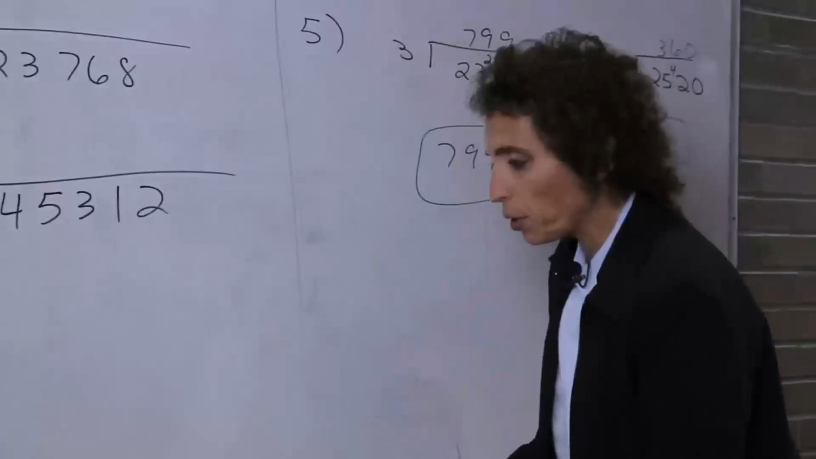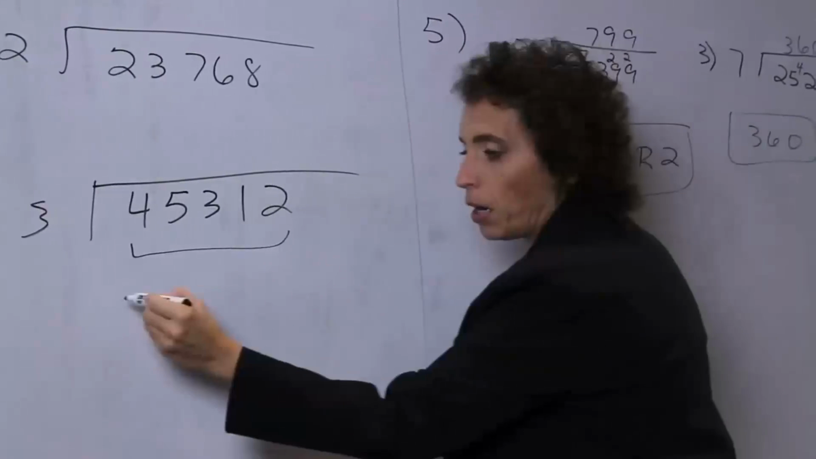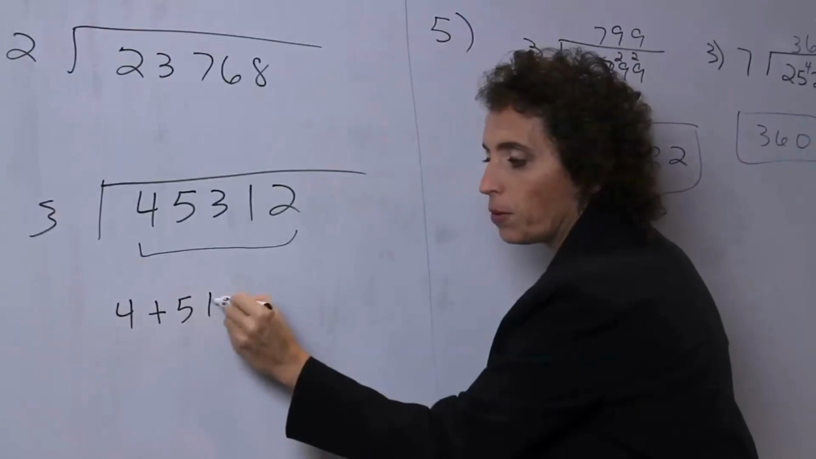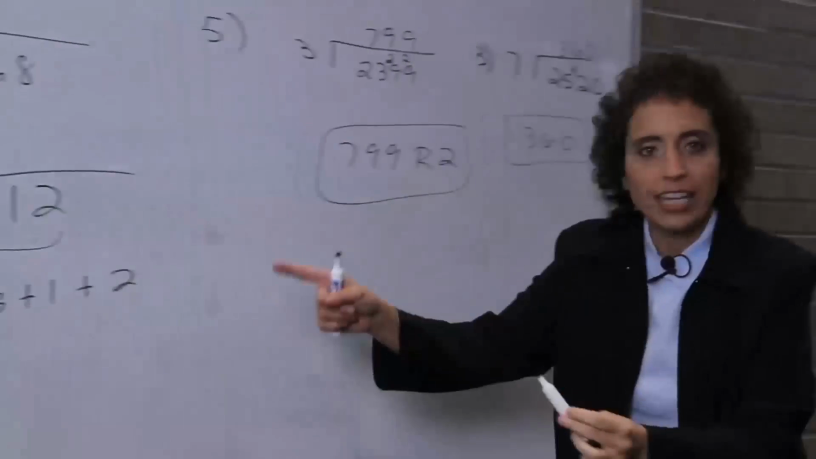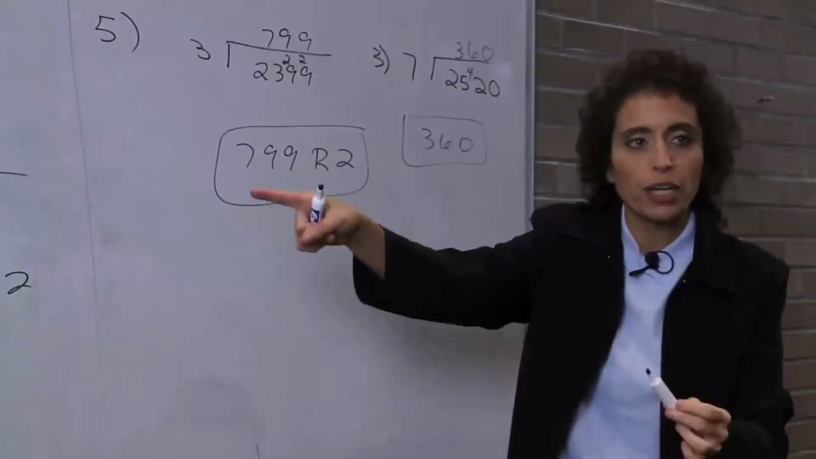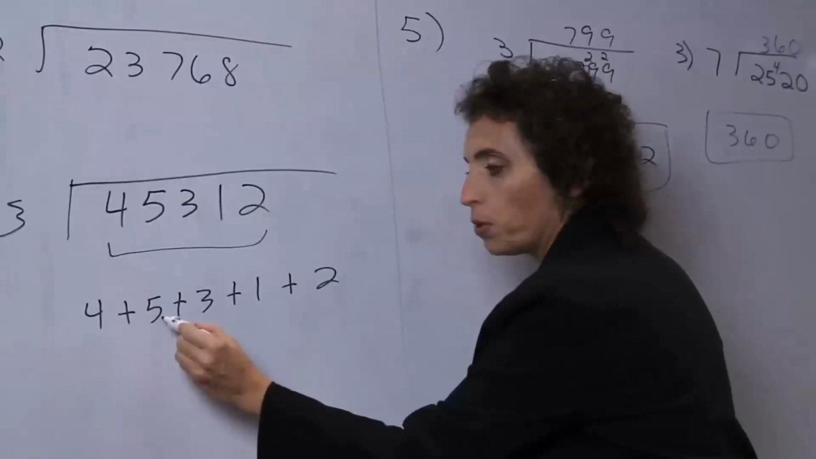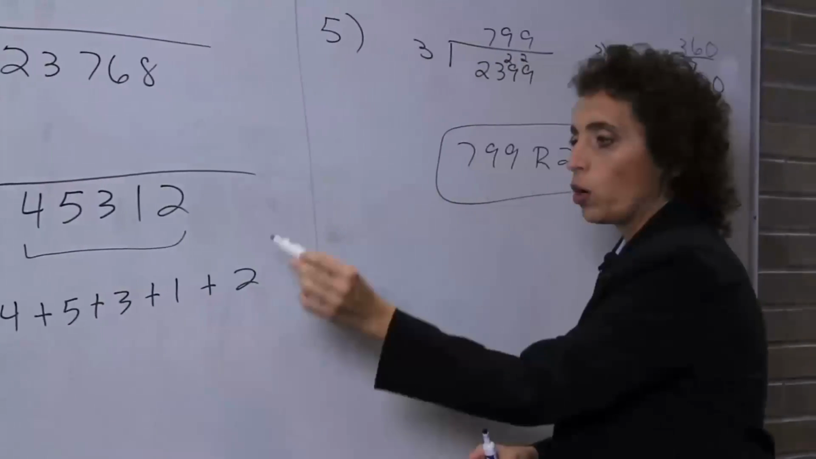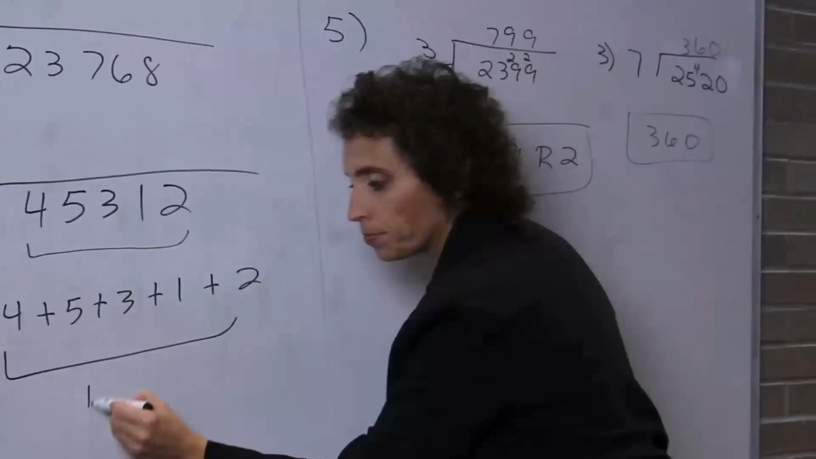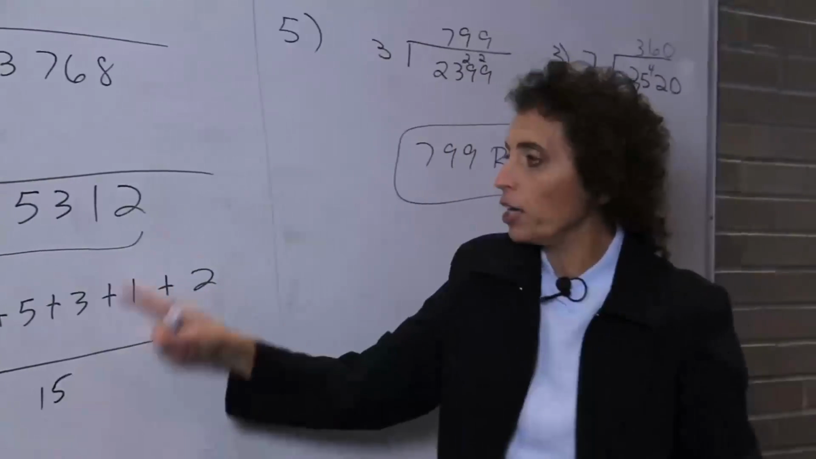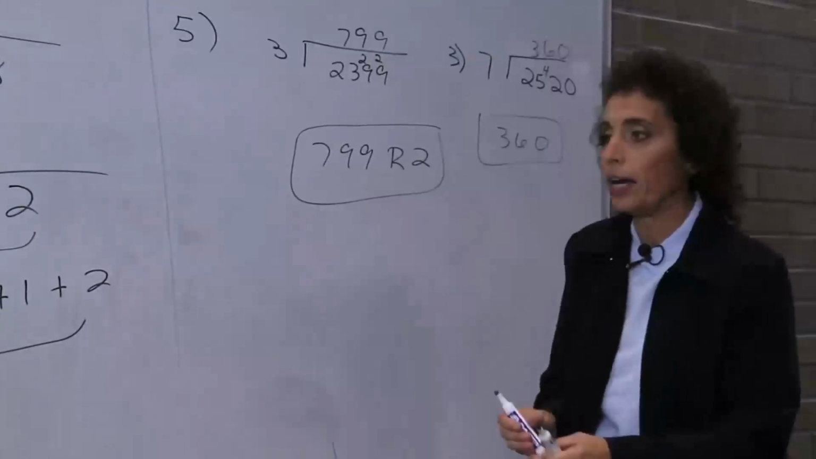I know that's divisible by 3 because in order to be divisible by 3, you've got to take all the digits and add them up. 4 plus 5 plus 3 plus 1 plus 2. Those are the digits. If the sum that you get is divisible by 3, then the number is divisible by 3. So let's look at this sum. 4 plus 5 is 9, plus 3 is 12, plus 1 is 13, plus 2 is 15. That number is divisible by 3, which makes that whole number, that entire number, divisible by 3. So that's one way to do that.